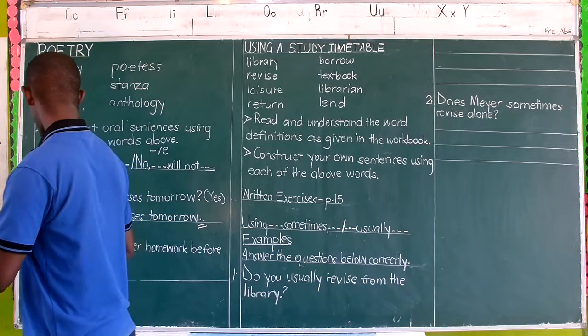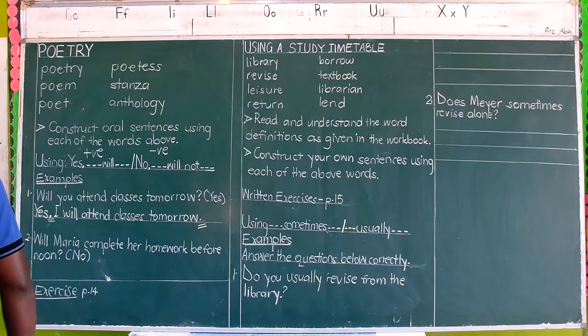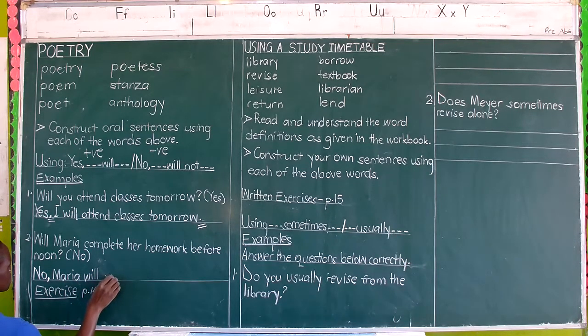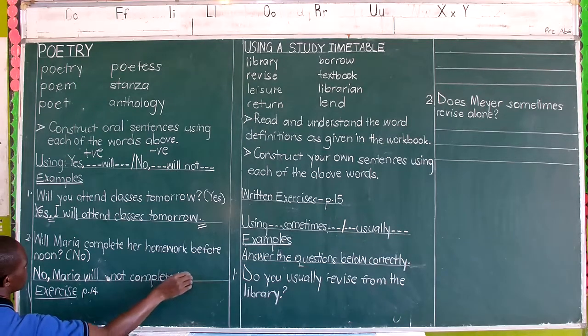So, will Maria complete her homework before noon? That's my next example, which will be the last one. Will Maria complete her homework before noon? Our answer is no. So we're going to say no, followed by a punctuation mark, and that is a comma. No, Maria will not complete her homework.